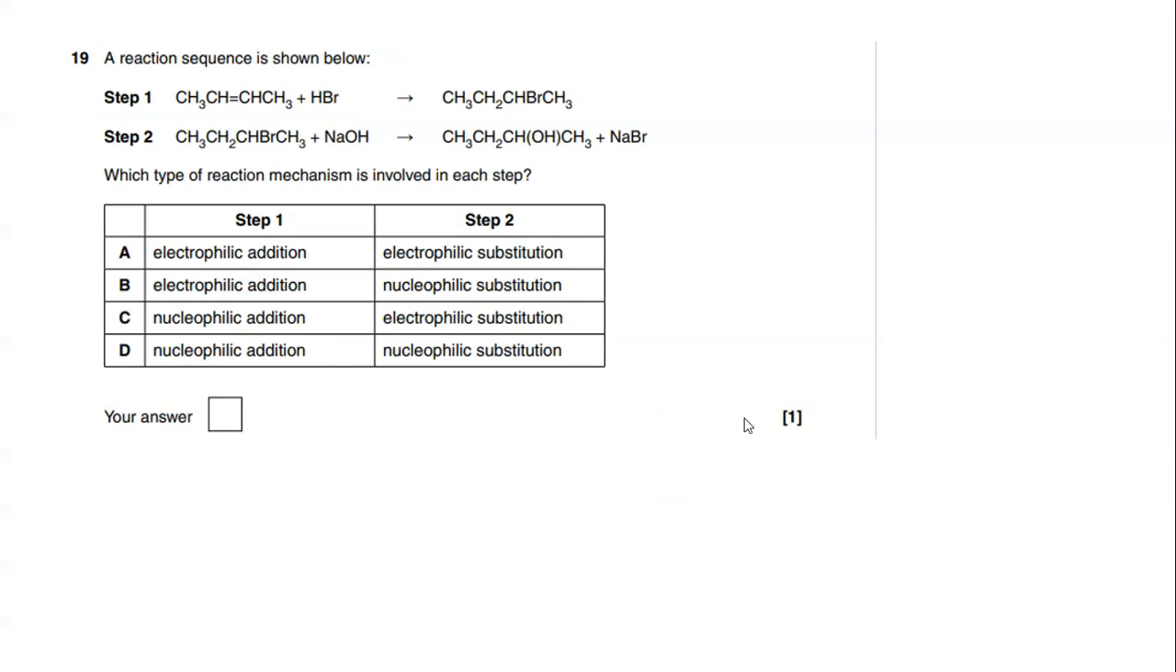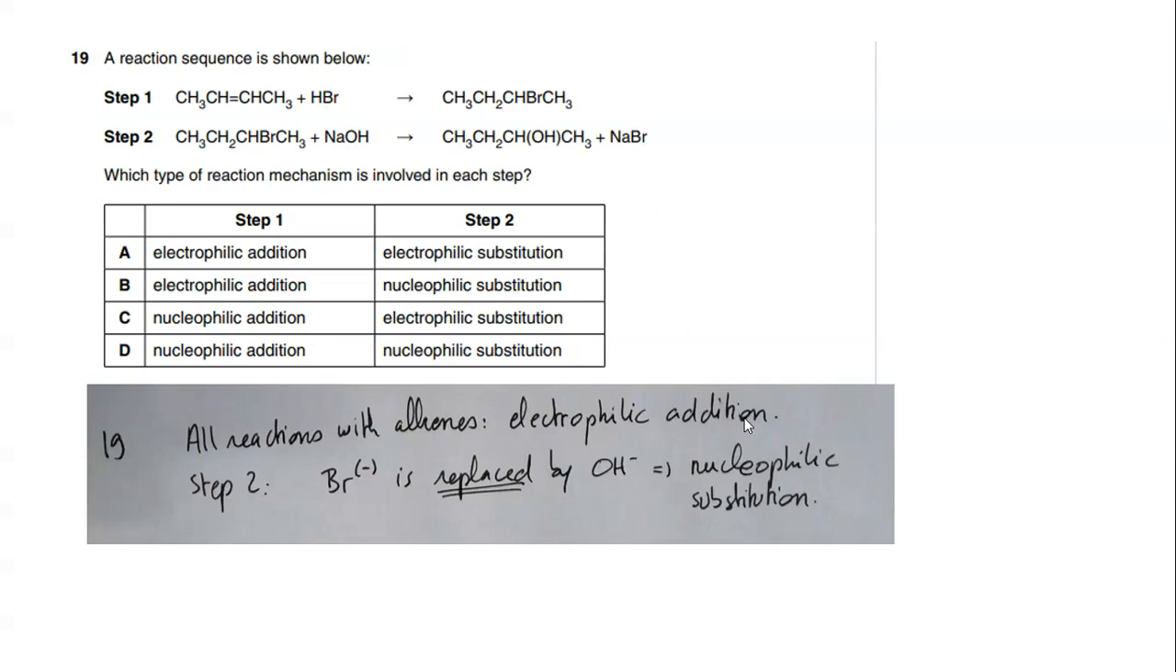Question 19. A reaction sequence is shown below. Which type of mechanism is involved in each step? So the first one is going to be an addition. You can see it because you only have 1 product. And the only addition we know with the carbon-carbon double bond of an alkene is going to be an electrophilic addition. And then we are replacing a Br, which is delta minus, by an OH, which is also minus or delta minus, which is a nucleophilic substitution. Therefore, the answer is B.